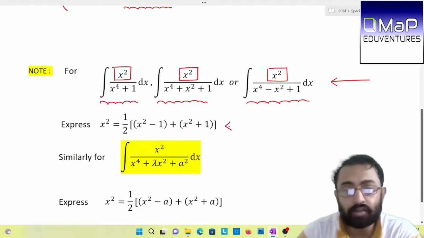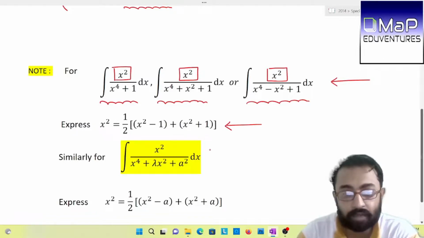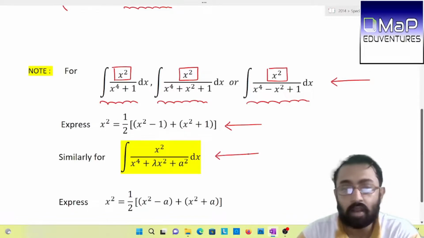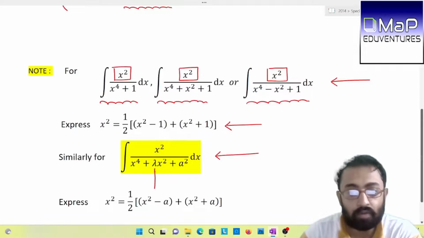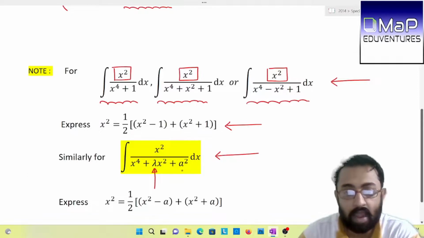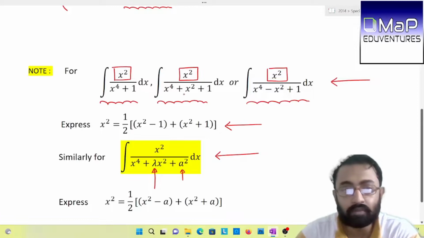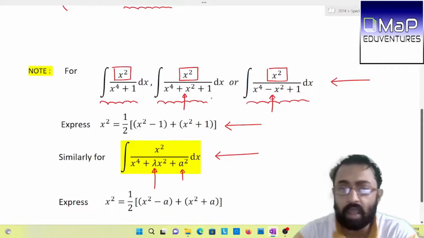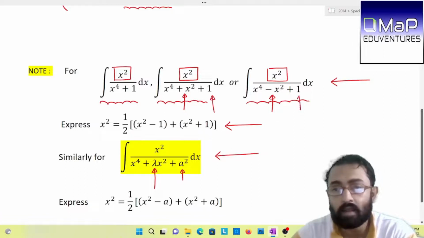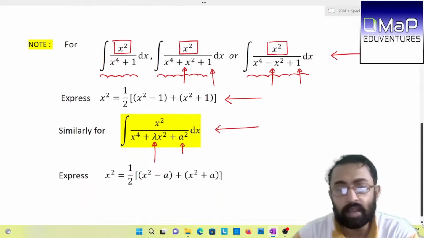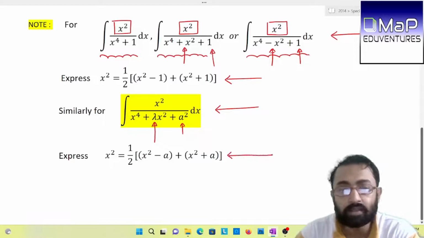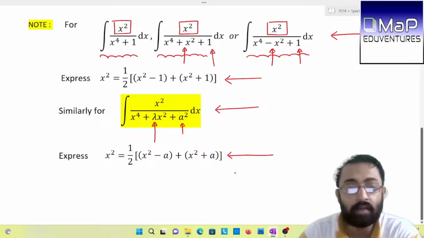Then that x square should be expressed in this way, half of (x square minus 1 plus x square plus 1). And similarly for this form, we have a coefficient lambda of x square and a constant a square, but in the previous one we had 1 as coefficient of x square and constant fixed as 1. So in case you get a different number ahead of x square and the constant, then you will express x square, the numerator part, as half of (x square minus a plus x square plus a).